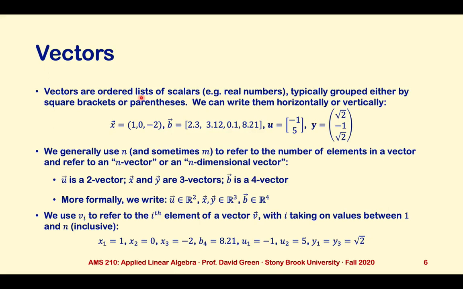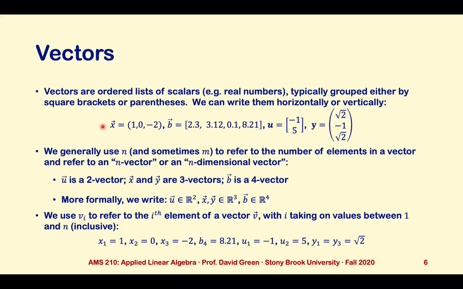Vectors are quite simply ordered lists of scalars, that is, ordered lists of numbers, where we group them notationally either by square brackets or by parentheses. You'll sometimes see them written horizontally. You'll sometimes see them written vertically. At a basic level, there is no real distinction between these. They are all vectors in the same sense.